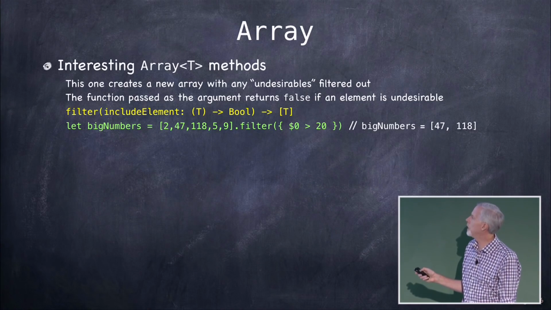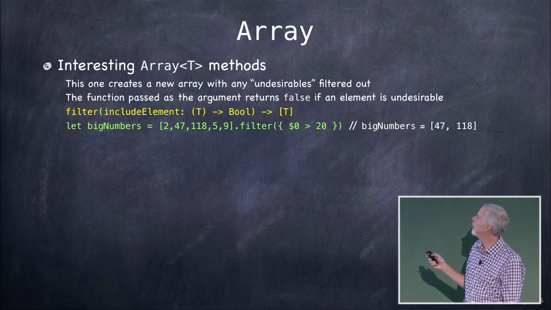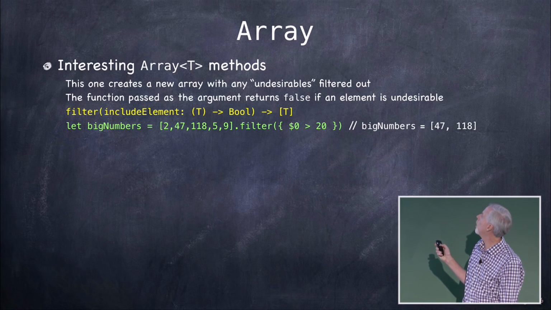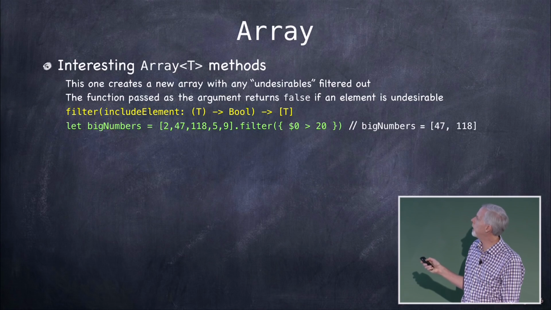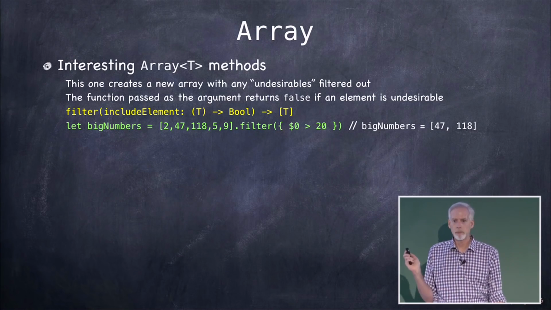Okay? So here, for example, let big numbers equal this array. Dot filter, here's my closure, $0 is this thing, that's going to be called on each of these. If $0 is greater than 20, I'm going to return true. So this returns an array, big numbers, that only has 47 and 118, because those are the only two things greater than 20. Got it?